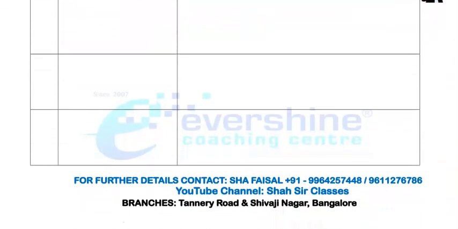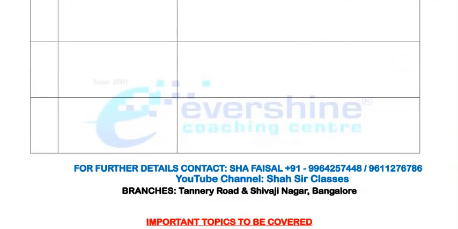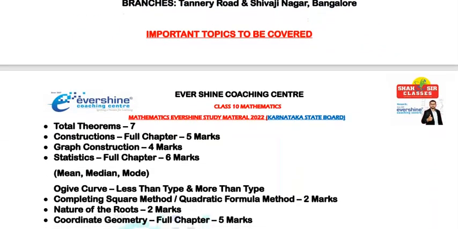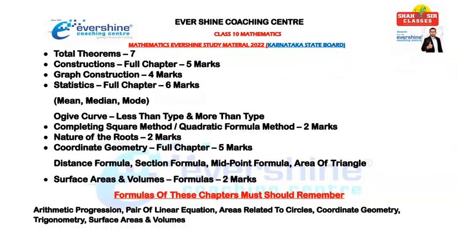Is this clear? Good. And one more important slide I want to show you all. For the students who are aiming to just pass the exam, I can give you the important areas you have to cover. In total we have 7 theorems. I want every student to go through all 7 theorems. Next we have the chapter Constructions. I want you to study this full chapter.